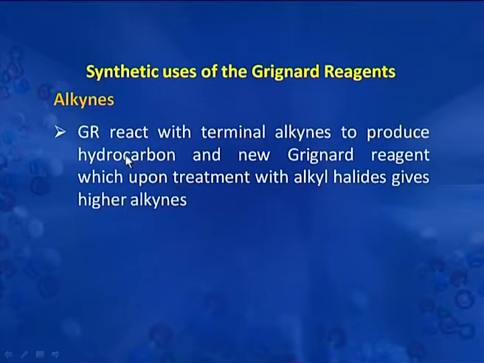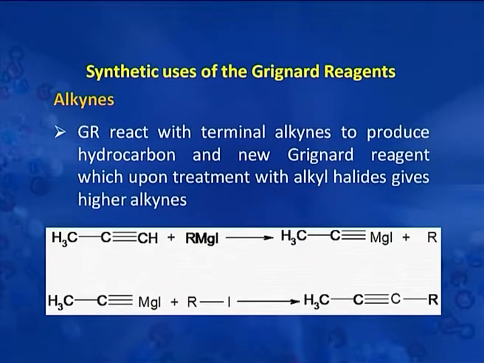Grignard reagent reacts with terminal alkynes to produce hydrocarbon and a new Grignard reagent, which upon treatment with alkyl halide gives higher alkynes. Here we see the terminal alkyne with Grignard reagent, we get hydrocarbon and a new organomagnesium compound, that is a new Grignard reagent. This new Grignard reagent upon treatment with alkyl halide gives an alkyne which is higher than the previous one.